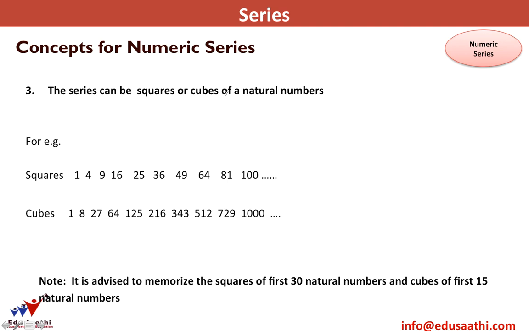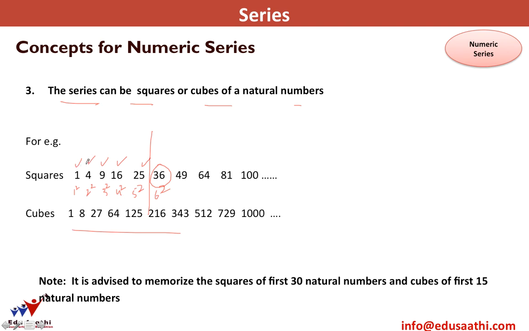Now let's move on to the third concept for numeric series. The series can be squares or cubes of natural numbers. For example, squares are 1, 4, 9, 16, 25. They can stop the series here and ask you what is the next term. So this is 1 square, this is 2 square, this is 3 square, this is 4 square, this is 5 square, and the next term would definitely be 6 square. Similarly, the same thing can be done for cubes. These are very easy, and you should definitely have a good hold on them.